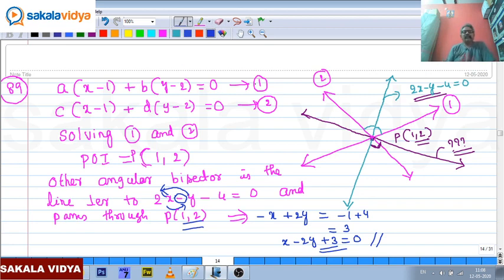See, this is equation 1, equation 2. Angular bisector means actually two angles. One will be an acute angle, one will be an obtuse angle. For example, suppose this is the obtuse angle, 2x minus 5 minus 4 is equal to 0. We need to find out this one. These two are perpendicular. The point of intersection of these two lines is 1 comma 2. So now we need to find the other angular bisector, perpendicular to the given angular bisector and passing through 1 comma 2. That I explained.